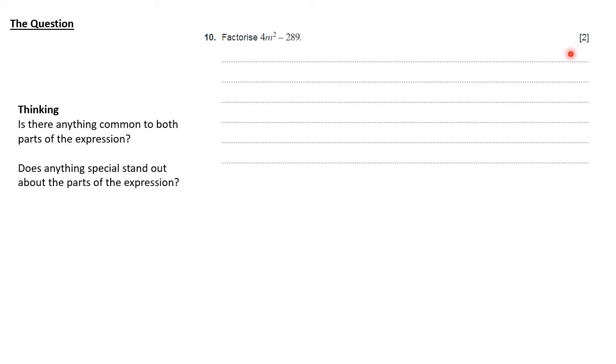It's only worth 2 marks, so it shouldn't be too demanding, but we do need to think about this quite carefully. There's a couple of things we need to be aware of. Is there anything that stands out about this expression? Is there anything that looks common to both parts? I can't see anything common to both 4m squared and 289. Is there anything that stands out about these numbers? Right, let's go and explore.